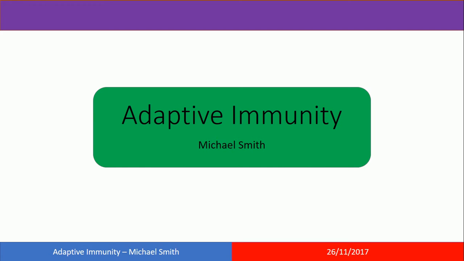And it can be broken up into two parts. We have our cell-mediated immune system, and this is mostly related to T cells, and we have our humoral immune system, and this is related to our B cells and our antibodies.